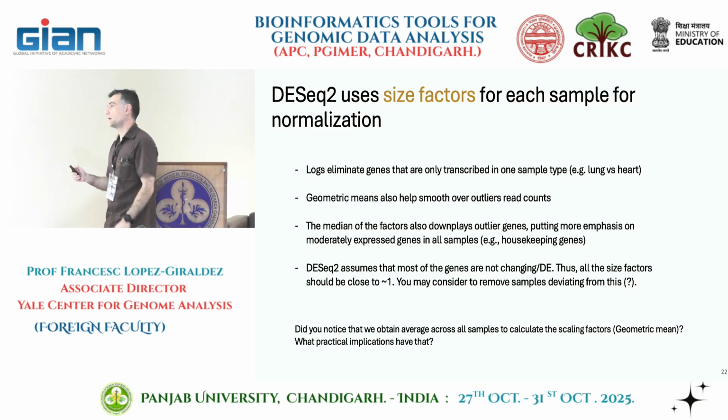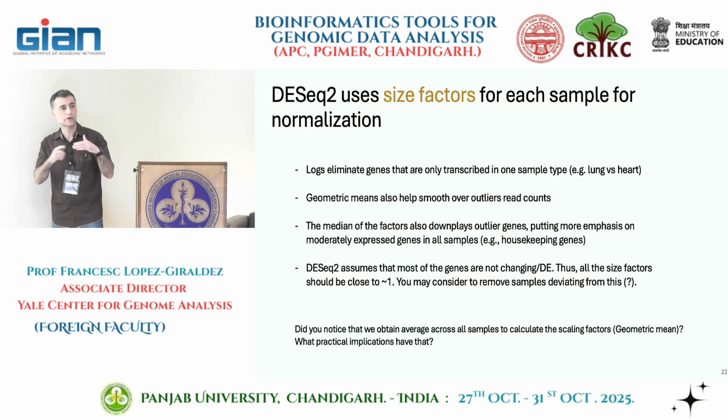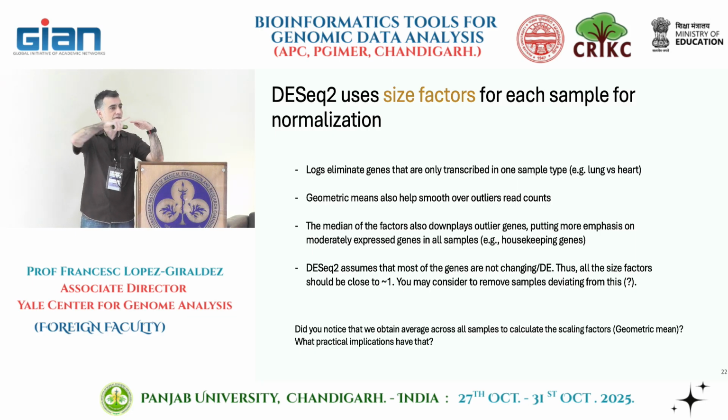Another thing is that through this process, we've been using all the samples, right? So I told you, you calculate the geometric mean across all your samples. It doesn't matter if it's a replicate, if it's condition 1 or condition 2, condition 3. So this has an implication. Do you know what implication this is? When you use all the samples in your data set.